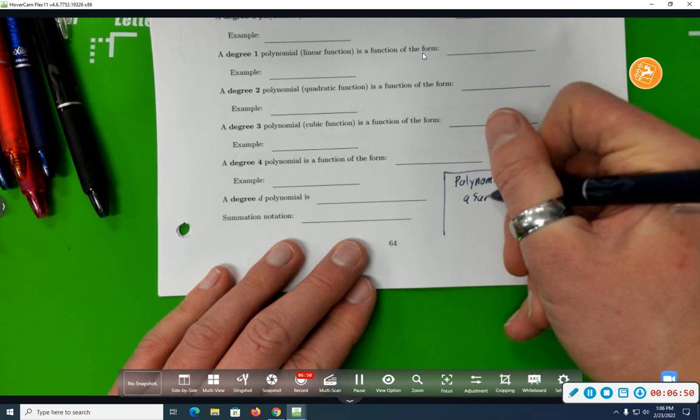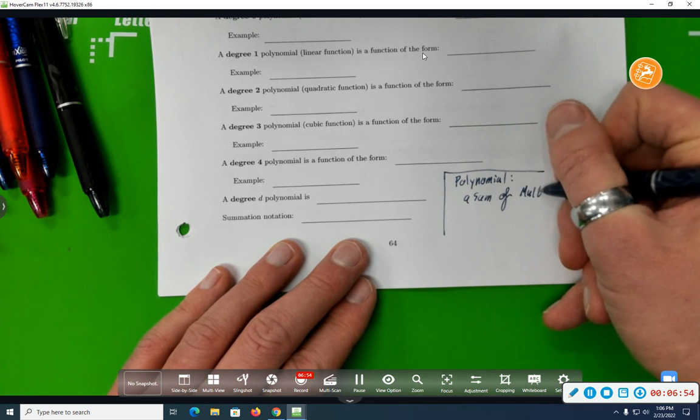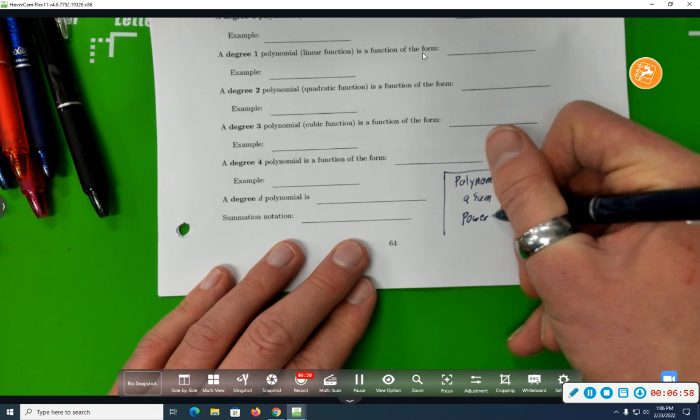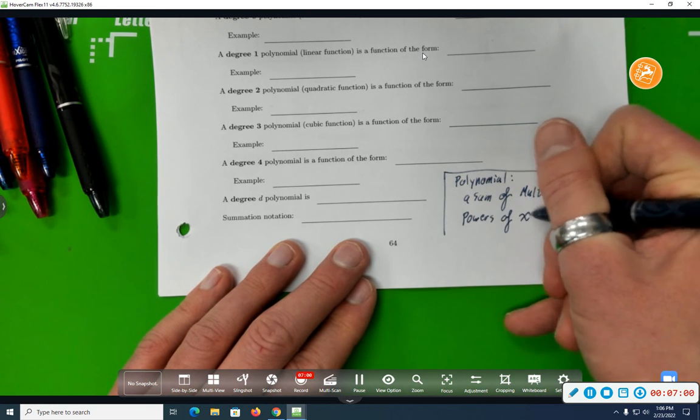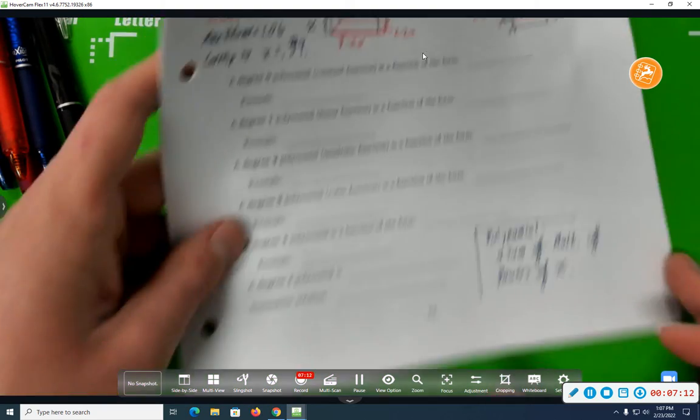A sum of multiples of powers of x. Fair enough. And when we talk about the degree of a polynomial, that's just the biggest power of x that you see. So let's start by just writing some things down.